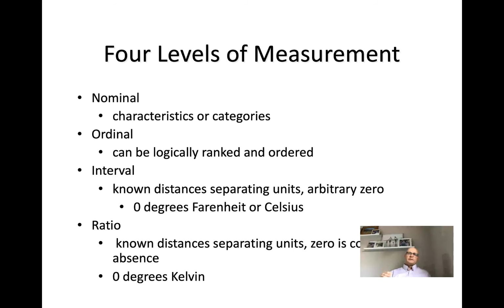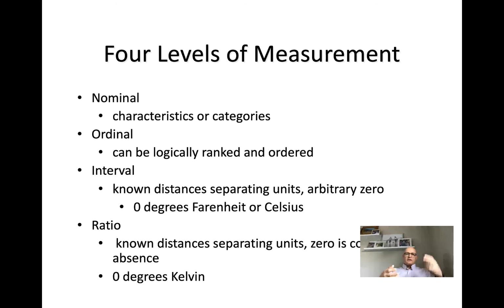So the first level of measurement, the most broad, is called nominal. Nominal levels of measurement, or nominal variables, are categories or characteristics. Male, female, race, religion, subtropical climate, tropical climate. They're essentially just different kinds of categories. And you can't really rank them. They just are or they're not. Republican or Democrat, whatever. But you can't rank order them.